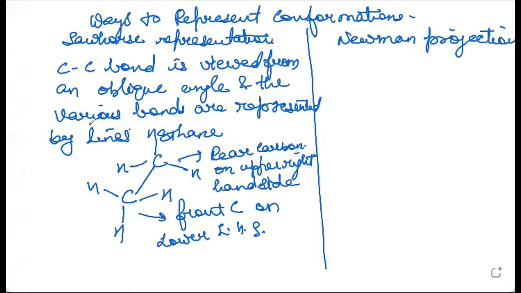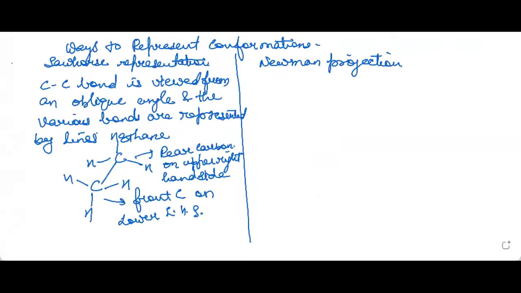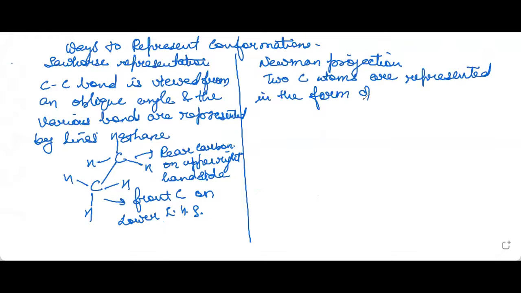So in case of Newman projection, what we will do is, we will be presenting the 2 carbon atoms in the form of 2 circles. The 2 carbon atoms are represented in the form of 2 circles, one behind the other.